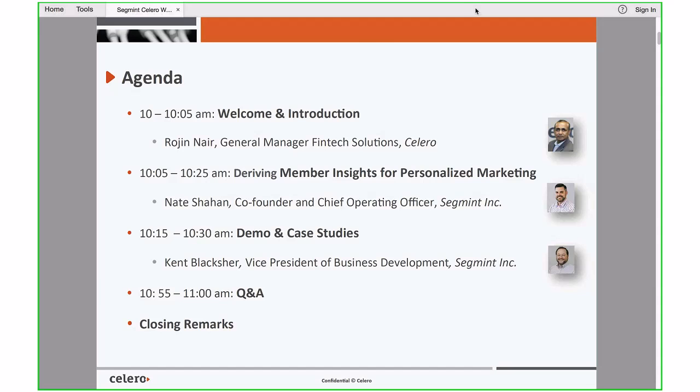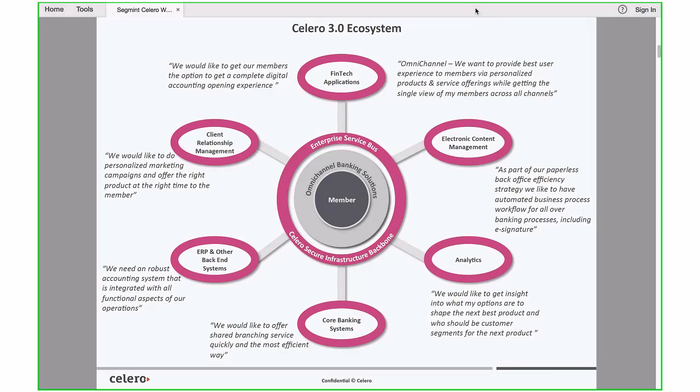Next slide, please. So how does a platform like Segmint fit into Cellero's offering? From the previous webinar, you might have already seen the Cellero 3.0 ecosystem vision, a vision of integrating all the foundational technology platforms into a framework that can facilitate collaborative innovation for the credit unions. And analytics is the first piece that we have now developed as a solution and offer to the market.